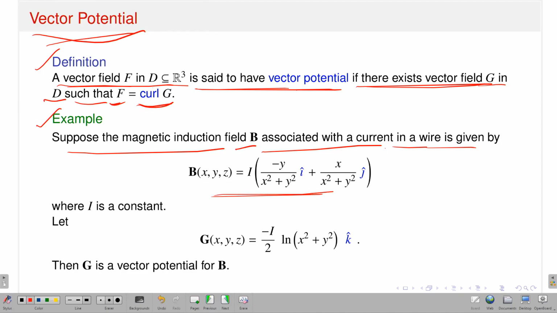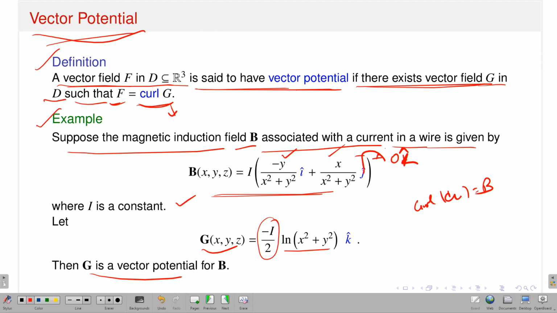suppose B is given by x, y, z, which is nothing but I times this is the first component, this is the second component. And of course, the third component is 0, because you can see you have it plus 0 times k cap, where I is some constant. Now, if I consider this vector field capital G, which is minus I by 2 ln of x square plus y square times k cap, then if I calculate the curl of G, you will have B. So, therefore, G is a vector potential for B.